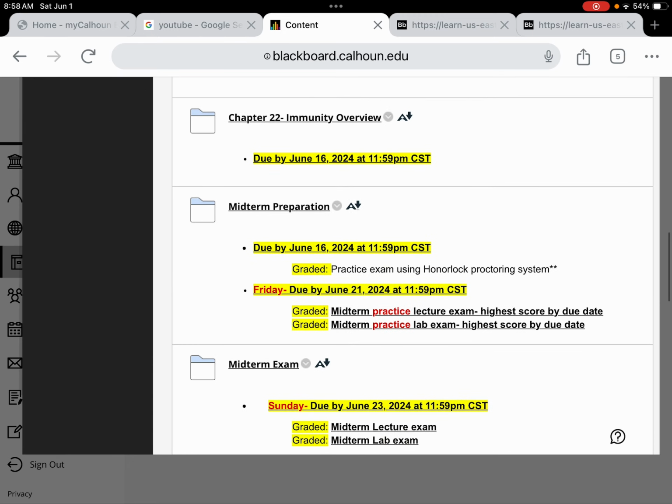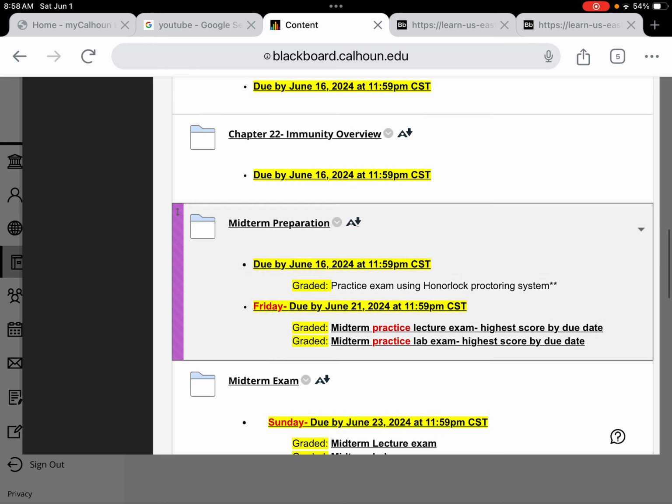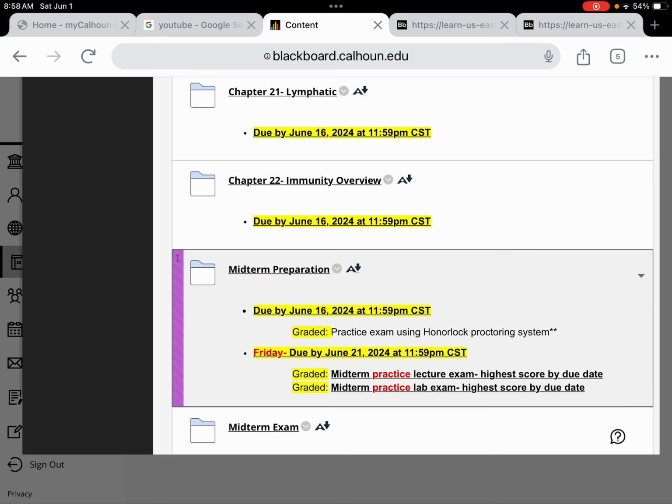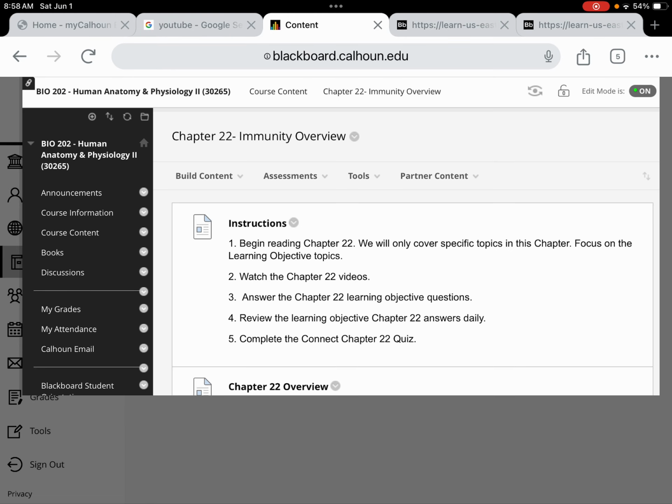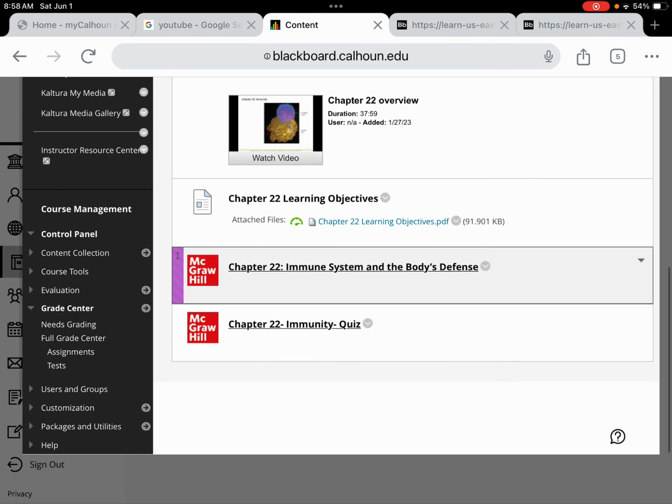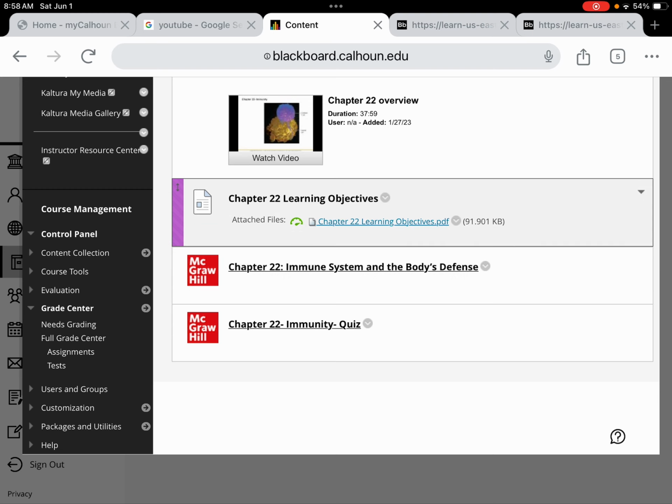I'm going to come down to midterm prep, and I want to point out that immunity is an overview. I had a student email me and say, "This material is so complex. I'm reading the chapter. Am I supposed to be reading 70 to 80 pages and taking notes?" No. You can do the reading and then just answer the learning objective questions. So I'm going to click into chapter 22 and pull up the learning objectives. And this one does not have a lab, right? The reason it's called an overview is we're just skimming the surface. We're not getting into great detail on immunity.